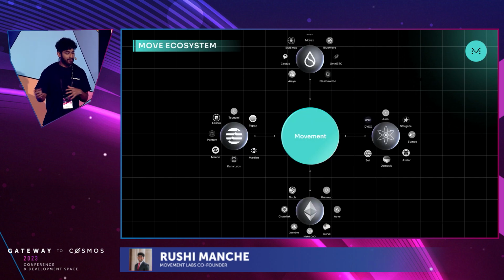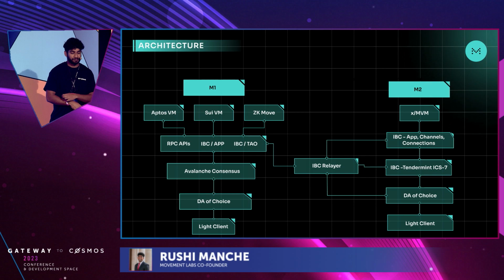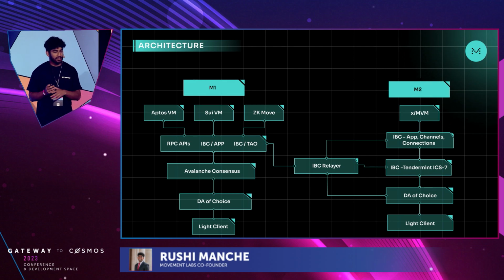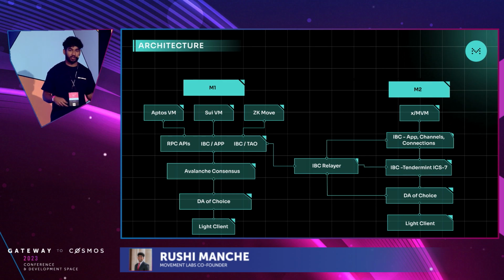Our overarching goal is to be the center of all ecosystems. So you have Avalanche, but then we have Cosmos, Aptos, and Sui, and really enabling builders to build no matter what ecosystem you're on. A little bit about our architecture. So for starters, we're launching our Avalanche chain next month. We call it M1.